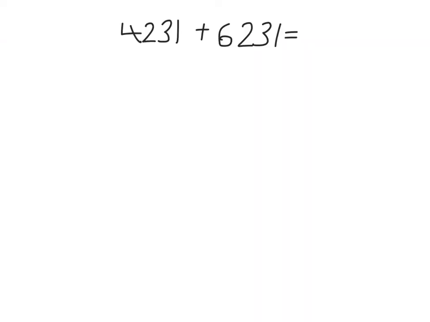I'm going to show you an example of how to use the split strategy to solve a 4-digit number question. So the first thing I'm going to do is, just like on the previous slide, I'm going to add the thousands together first. So 4,000 plus 6,000 makes 10,000.